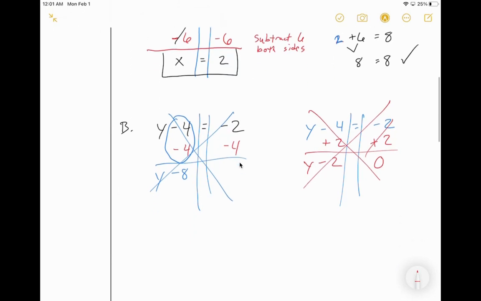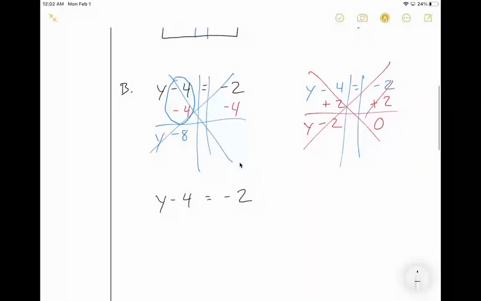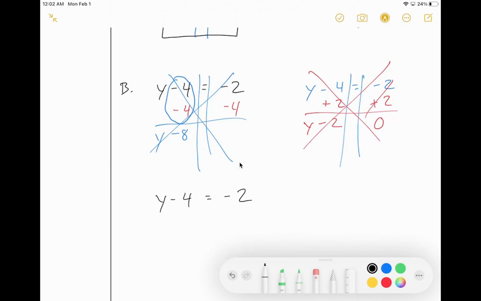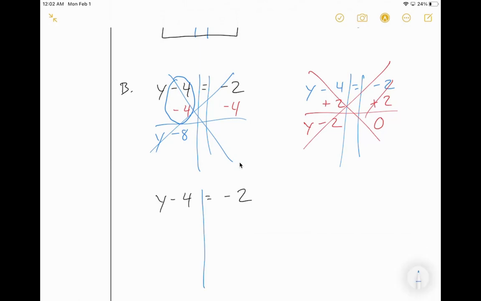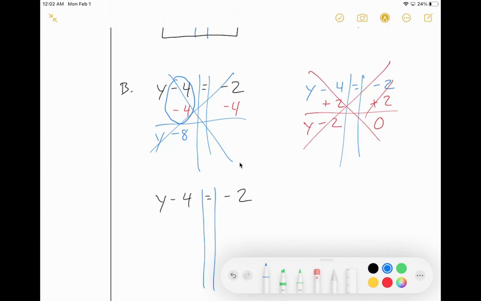These are some common mistakes that I see. People subtracting the wrong thing, subtracting when they're supposed to add, or trying to go always from one side or the other. So what you want to do, let's start this over, is again, think about it. I've got y minus 4 equals negative 2. So the first thing I'm going to do, I'm going to draw my wall. And then the second thing I'm going to do, I'm going to find the variable, right? Where's the variable? There it is, y.